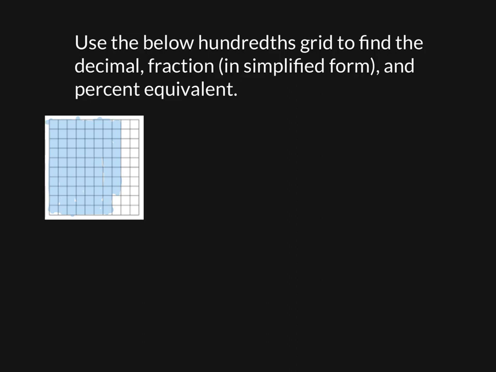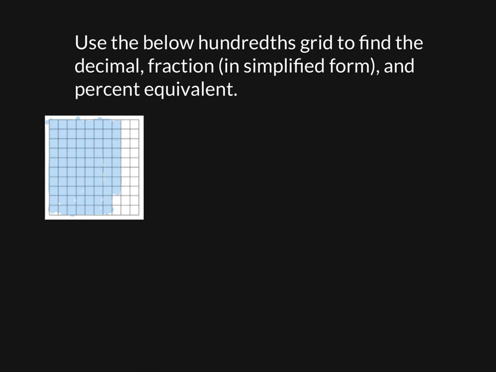We're going to use this hundredths grid that's shaded to try and find the decimal, the fraction, and the percent equivalent. Now to do this, we need to do a little bit of counting. We need to figure out, for example, how many complete rows there are. If I'm counting correctly, there should be 7 of those, and then how many little boxes? 1, 2, 3, 4, 5, 6, 7, 8.